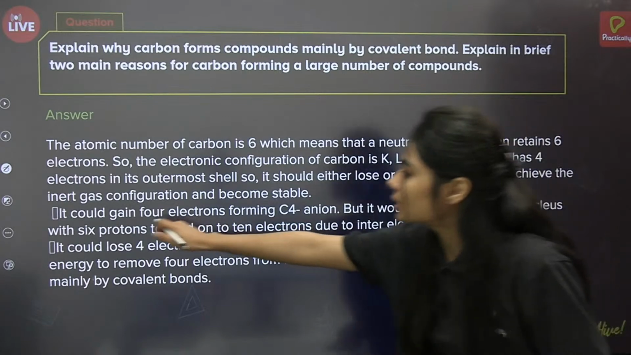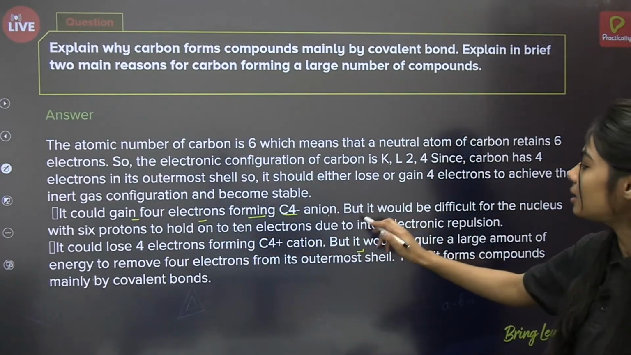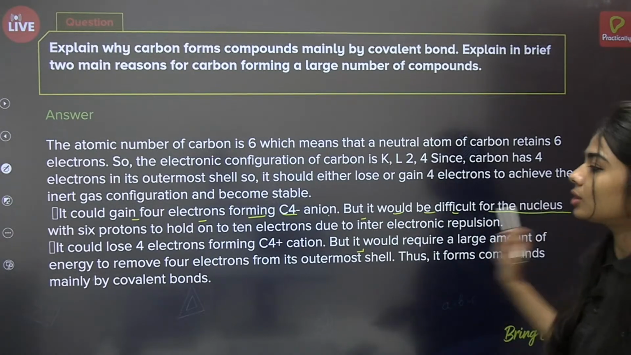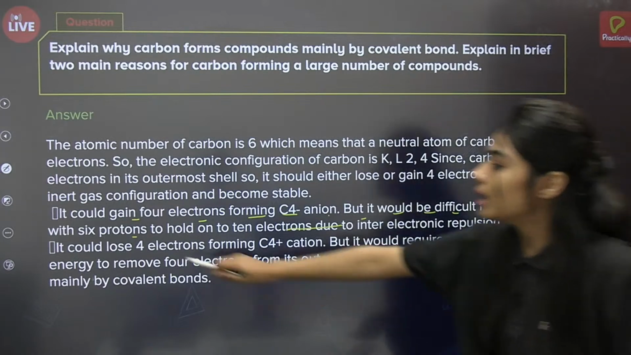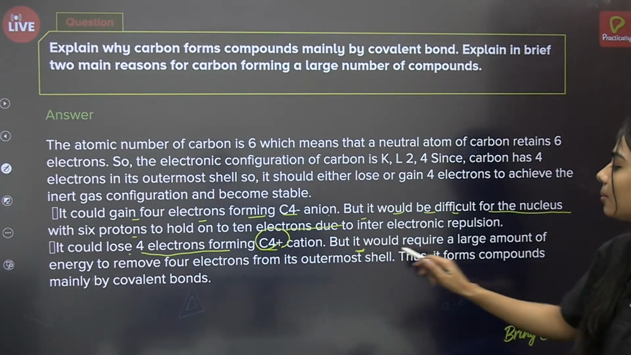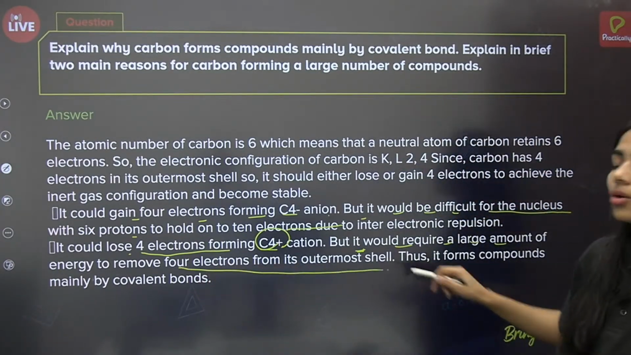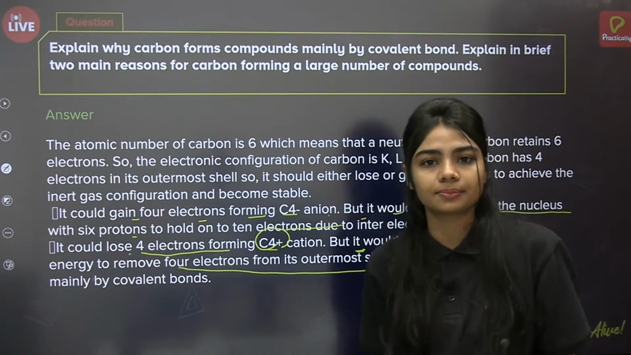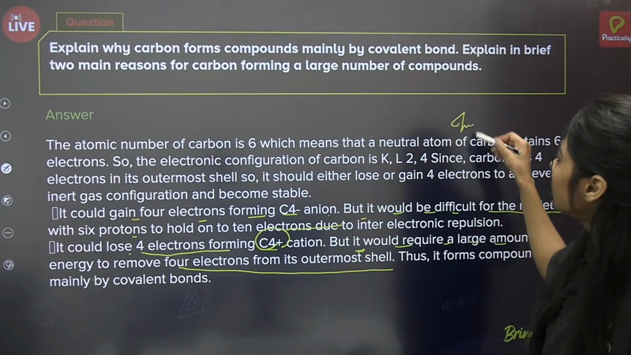It could gain 4 electrons forming C4- anion, but it would be difficult for the nucleus to hold the 6 protons and 10 electrons. Okay. It could lose 4 electrons forming C4+ cation, but it would require a large amount of energy to remove 4 electrons from the outermost shell. Okay. Remember these things. These are very, very important.